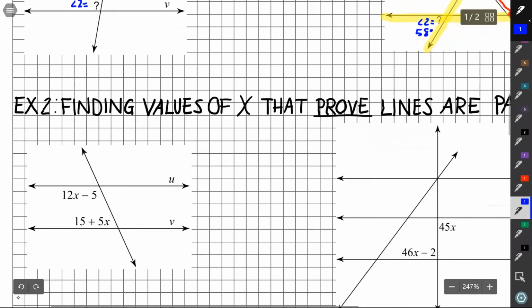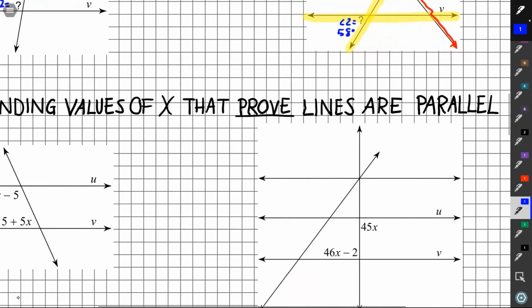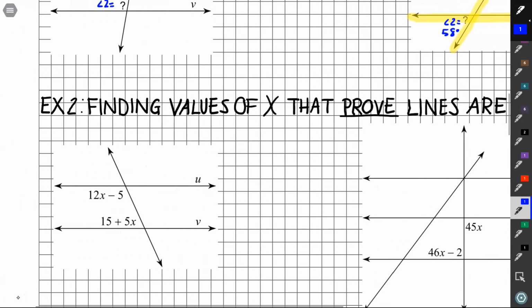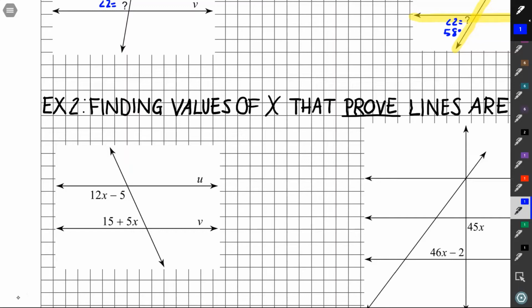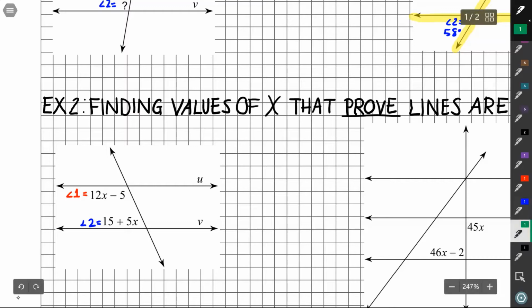So now we're finding values of x that prove our lines are parallel. So very similar. Now we're just solving for x. So I'm going to do the same thing. I'm going to label this angle on top angle 1 and the one under it as angle 2. All right, I have them labeled, same side of the transversal. Inside my parallel lines makes it same side interior, which is supplementary.